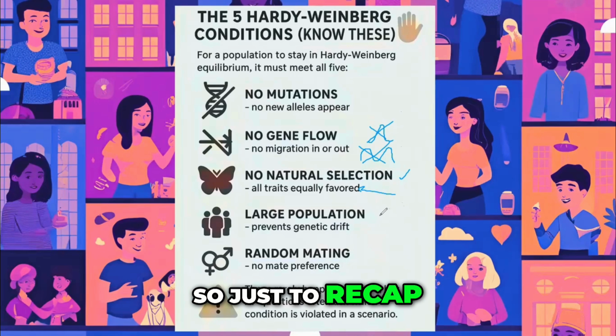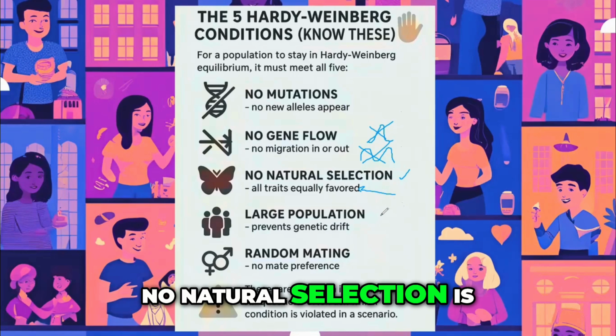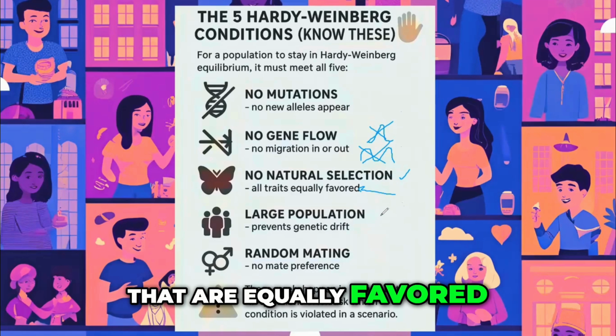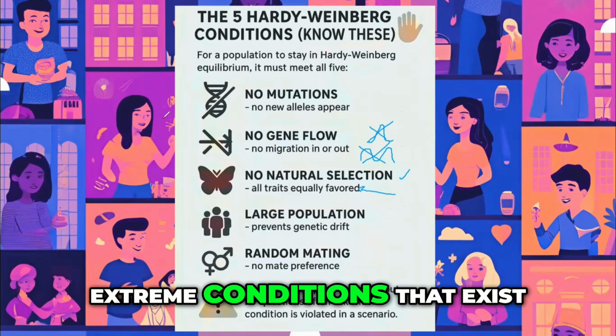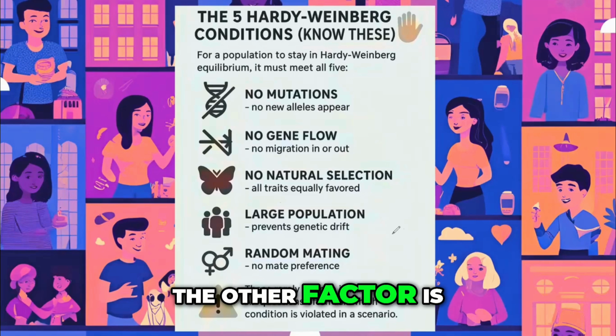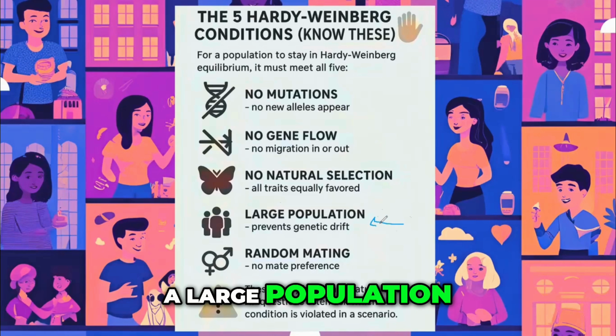So just to recap, no natural selection is favored due to the idea that there are no traits that are unequally favored. We have all traits that are equally favored, and there are no extreme conditions that exist during that time. The other factor is a large population.